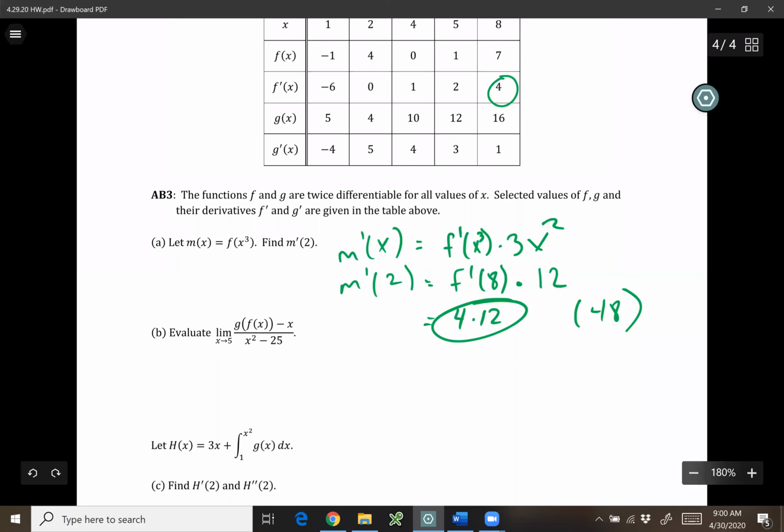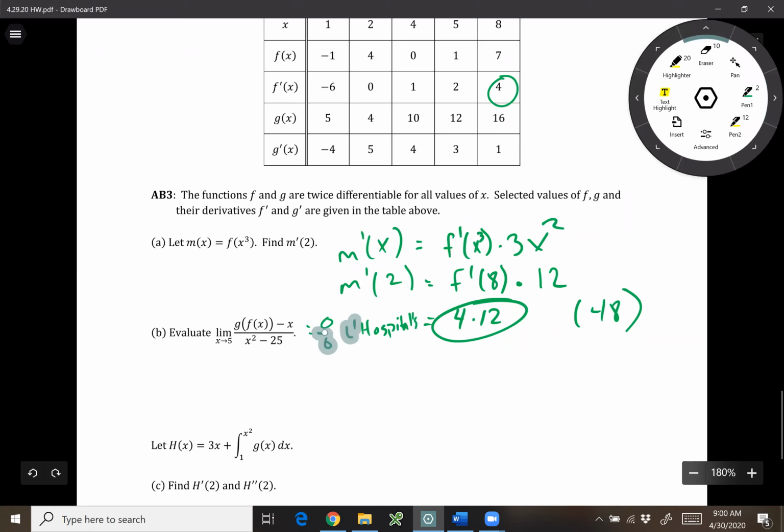But you can leave it like that. This guy, we're pretty sure we're going to do L'Hopital's, but you do need to show it's L'Hopital's. If you're stressed for time, even just putting 0 over 0 and writing L'Hopital's, I think you'll get the points. But it's better to actually plug it in and just make sure, just on the off chance that it's not L'Hopital's.